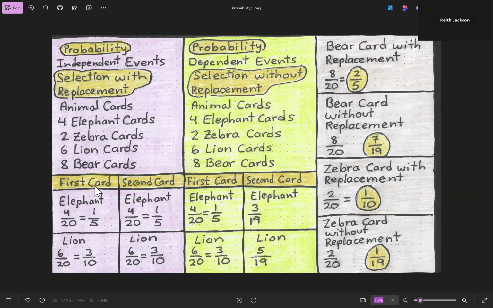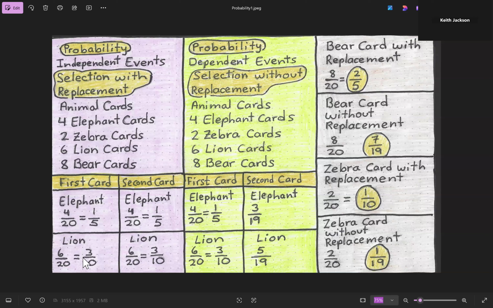But now that you put the card back into the hat, the probability remains the same because you're back to where you started from with the original 20 cards. And so if you put the card back, guess what? Your chances of selecting an elephant card would again be 4 out of 20 or 1/5.